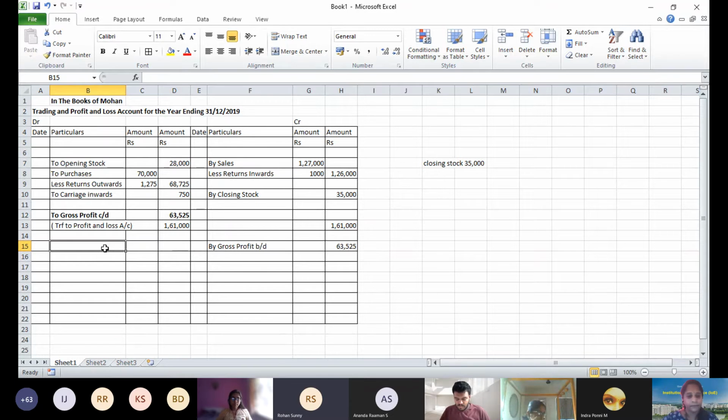Now, what is the next thing in the question? Discount allowed is there. All the direct expenses, indirect expenses will be there. Discount allowed is how much? 350. Discount received is 800. To complete the thing, discount received will come here in your credit side. Discount received is how much? 800. You have to normally do it simultaneously, then it is very good.